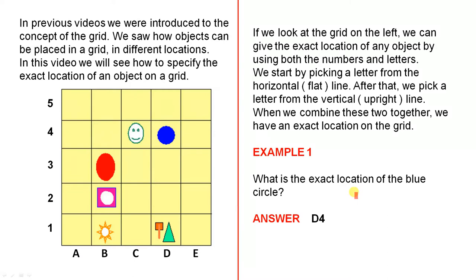What is the exact location of the blue circle? Here's the blue circle, see it there? So what we do, we start at this corner and we do the letters first. So we go across and we see that the letter D is lined up under the blue circle. After that we go vertically. 1, 2, 3, 4. We see that the number 4 is lined up with the blue circle. So the exact location for the blue circle is D4. So remember, we do the letter first, or whatever is in the horizontal. Because we've got letters in the horizontal, we do those first, and we've got numbers in the vertical, we do those second.